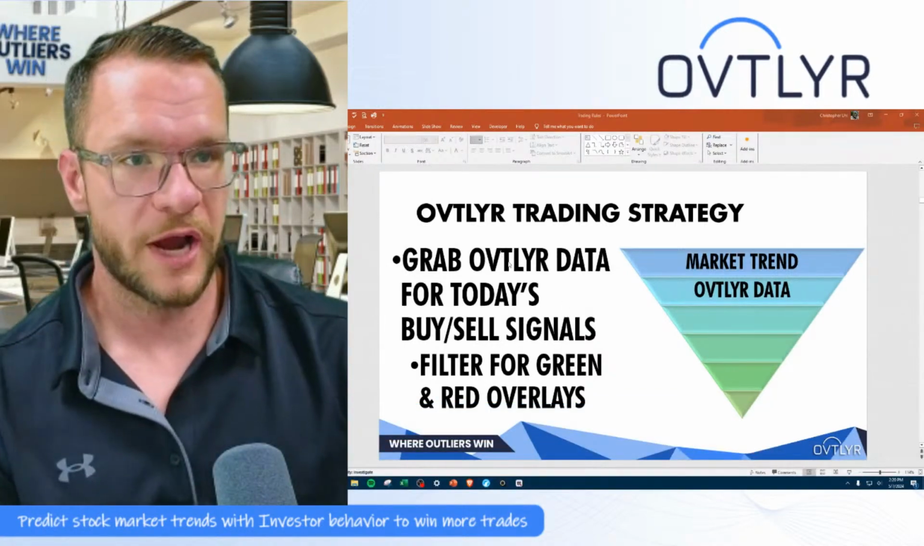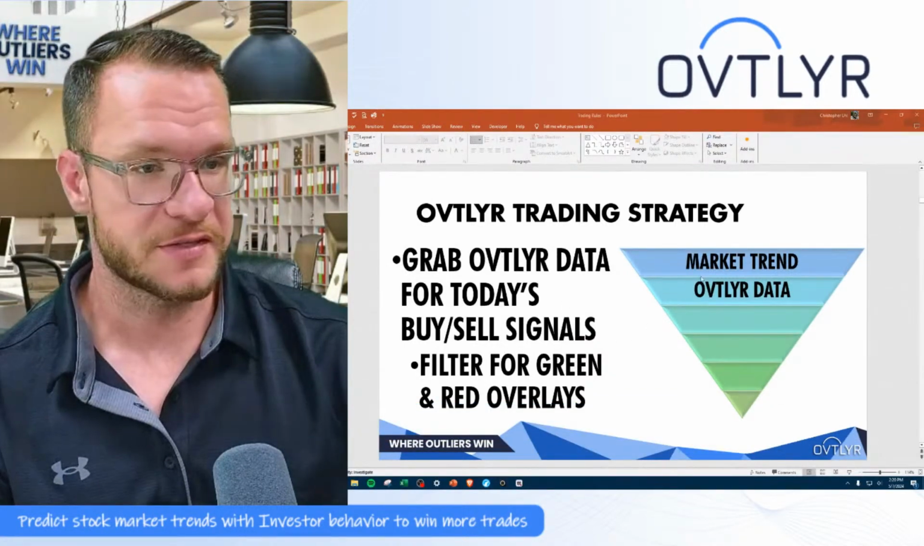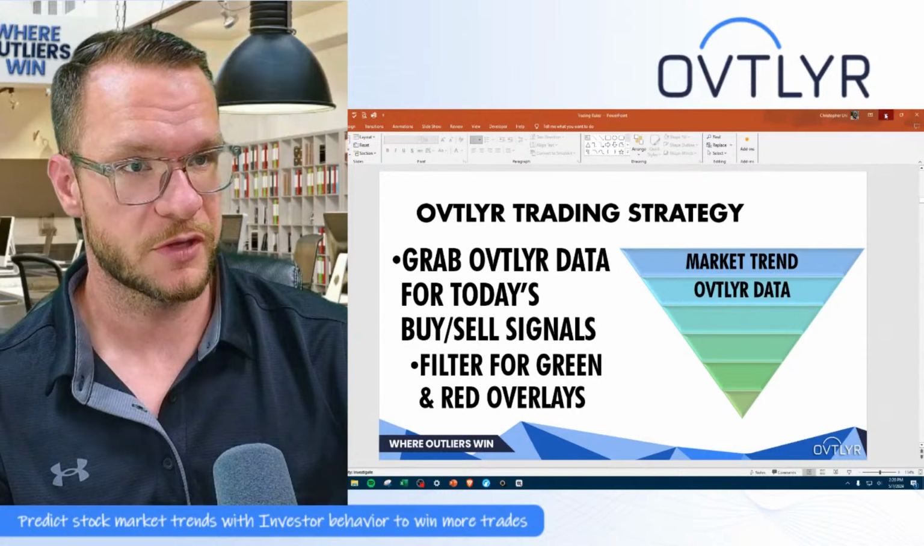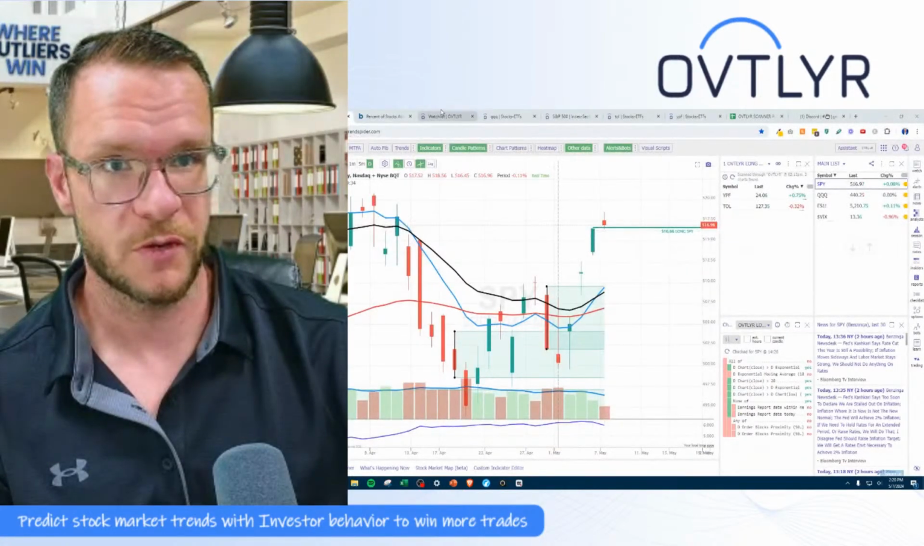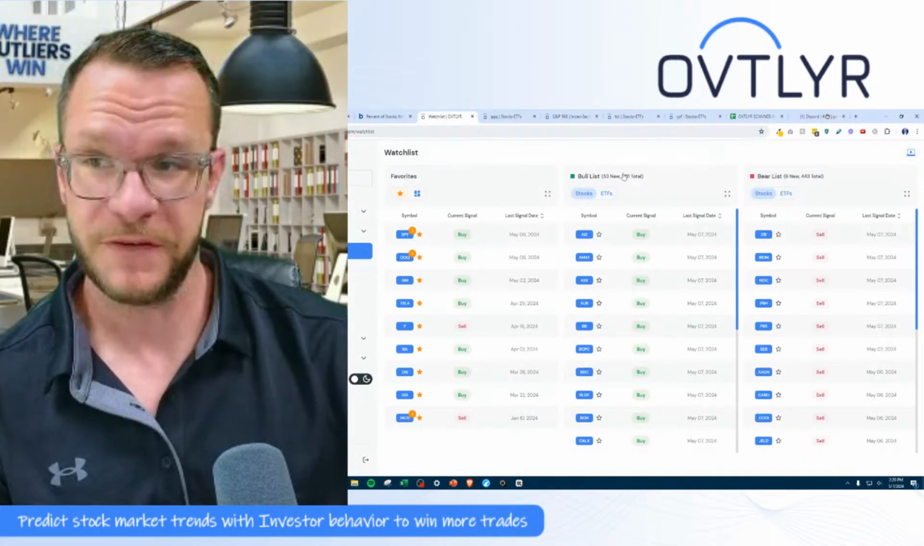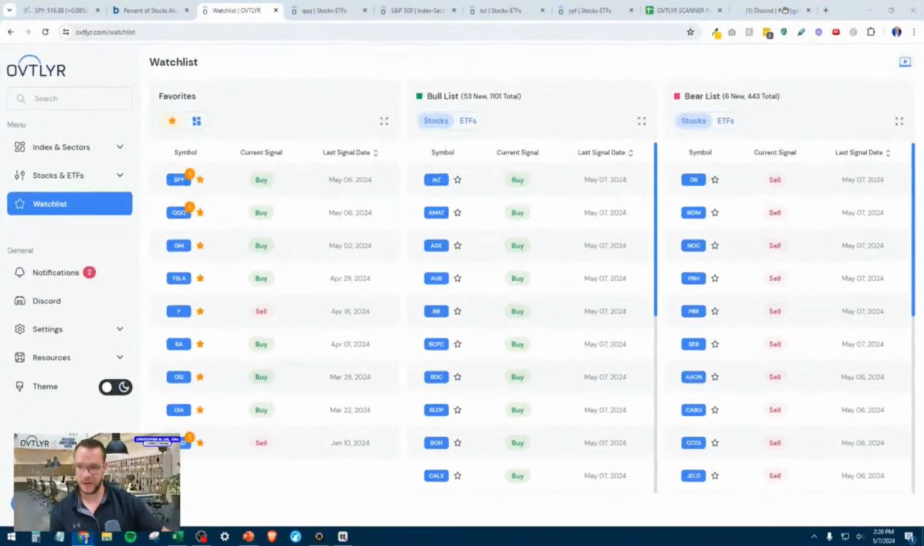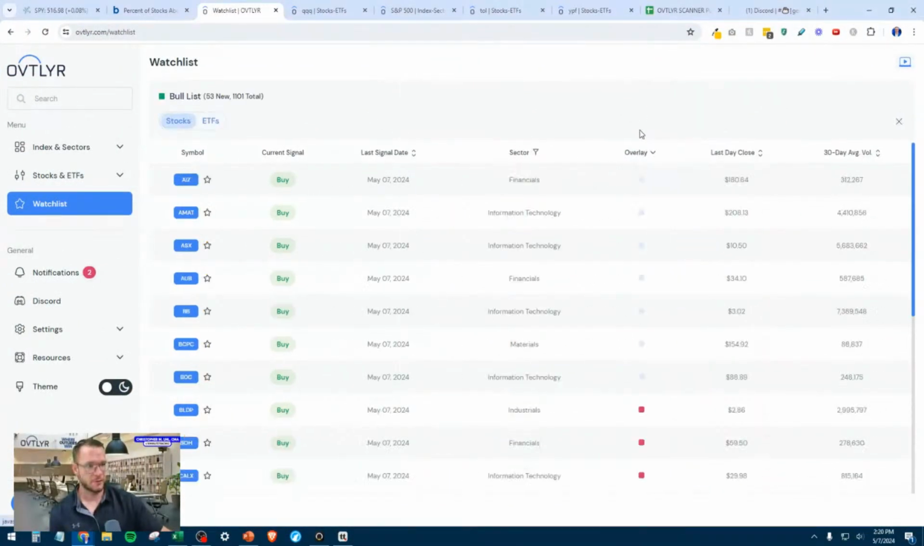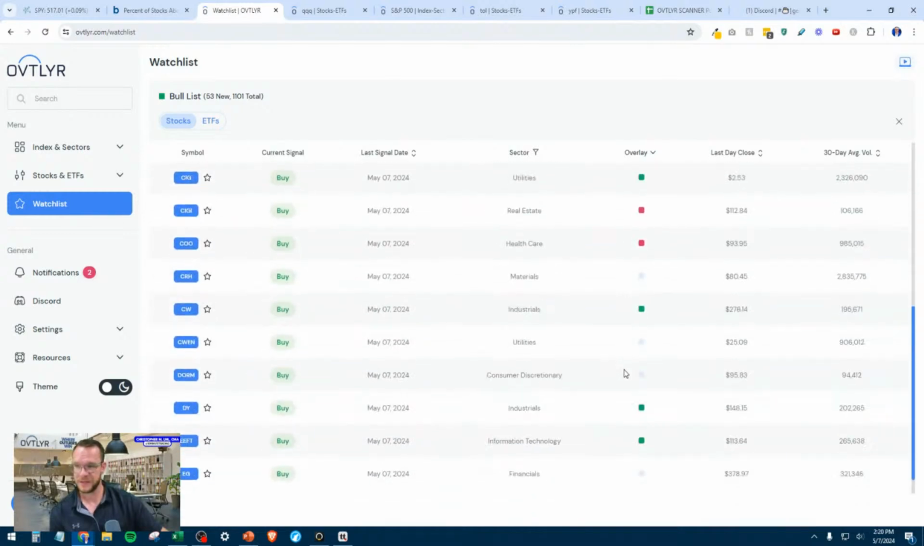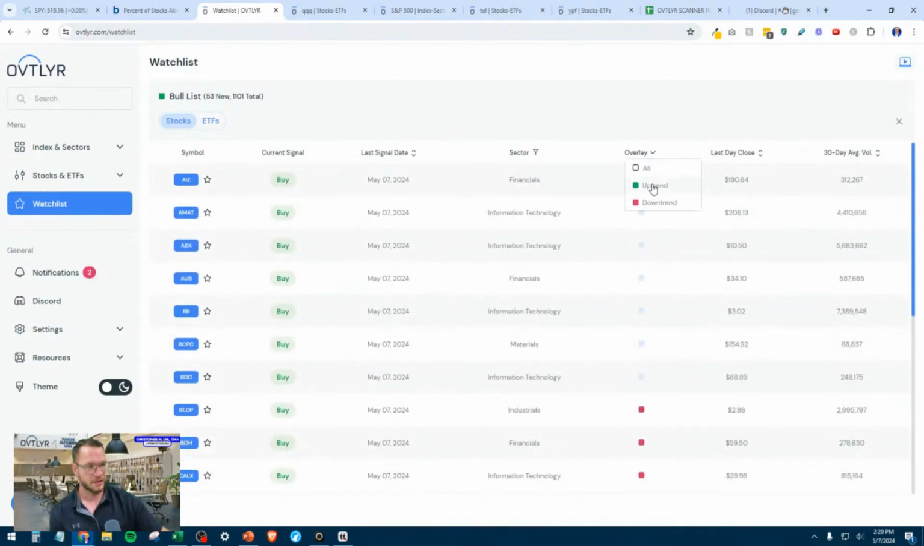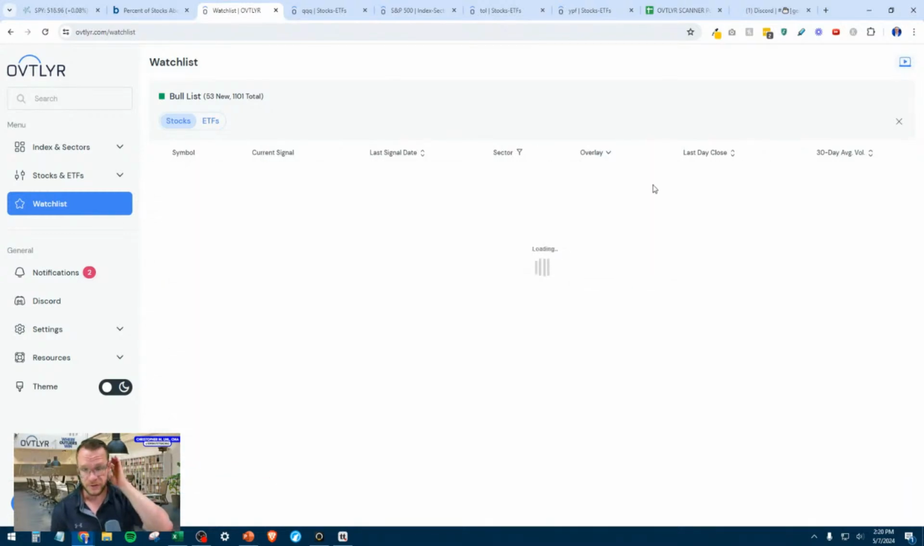So we're going to grab the OVTLYR data for today's buy and sell signals, and we're going to filter for the green overlays. So if we go to the watch list, we have 53 on the bull list today, so quite a lot. And pop that open. And rather than copying and pasting and looking at all 53, let's filter for green uptrend overlays.